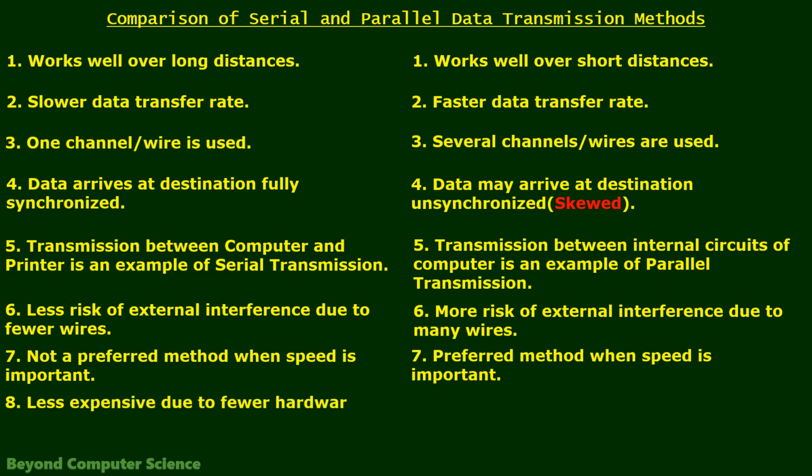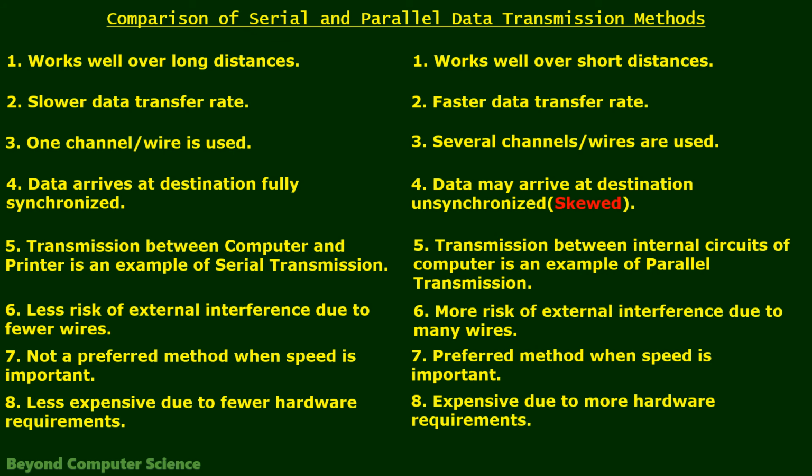Serial is less expensive due to fewer hardware requirements. Obviously, serial transmission is using one wire only for transmission, so it is going to take very little money to make the serial wires, equipment and hardware, whereas parallel transmission would become expensive because you are going to use more metal, more material to make the parallel hardware.